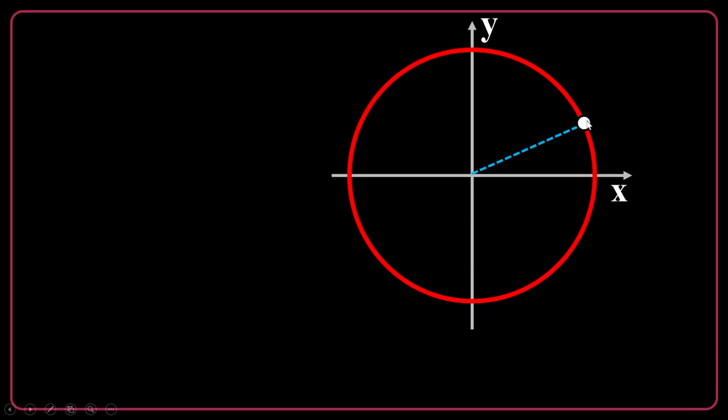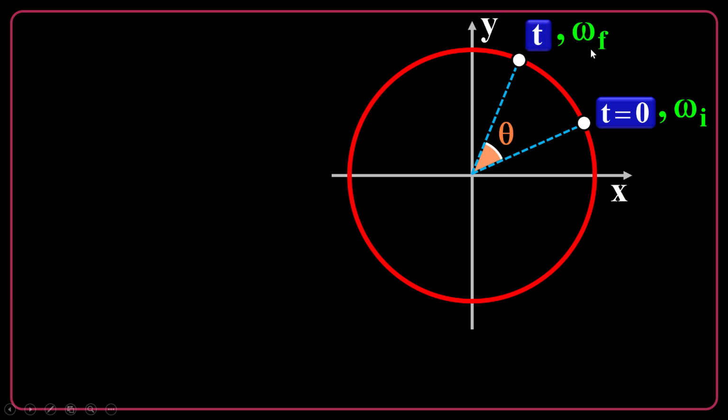Consider an object here moving in a circle at this point, t equals 0. It has an initial angular speed of omega initial. Through an angular displacement of theta, it goes to another omega, omega final, at the time t. Let's say the change in omega has a constant rate, which means that delta omega over delta t is constant. And you know that delta omega over delta t is called angular acceleration.